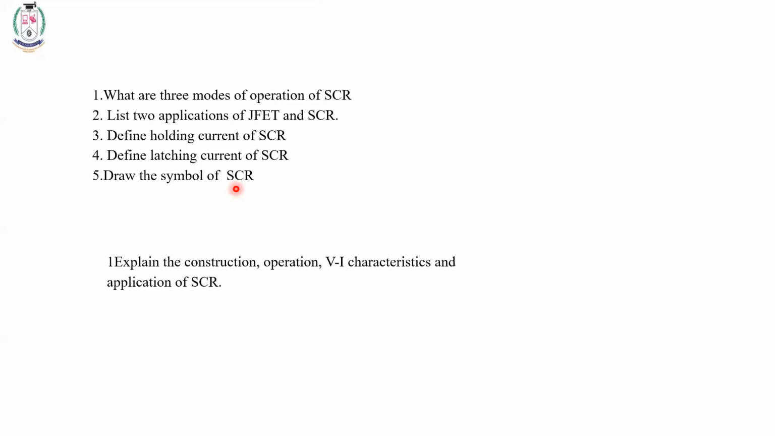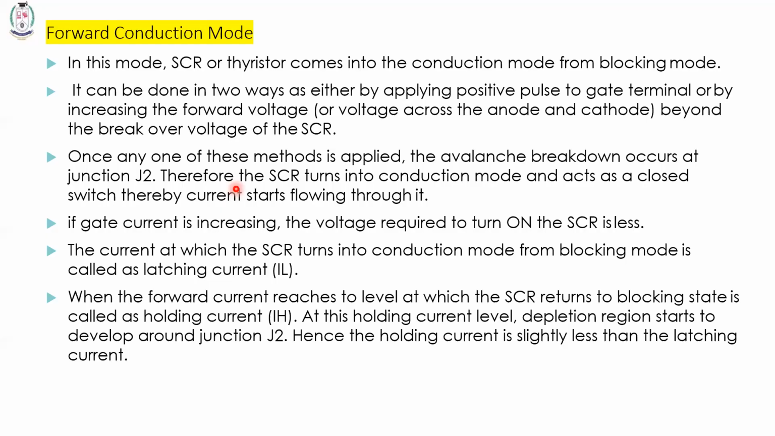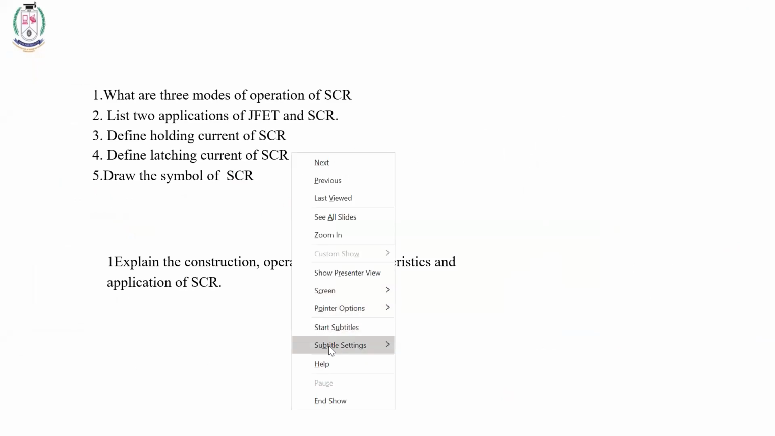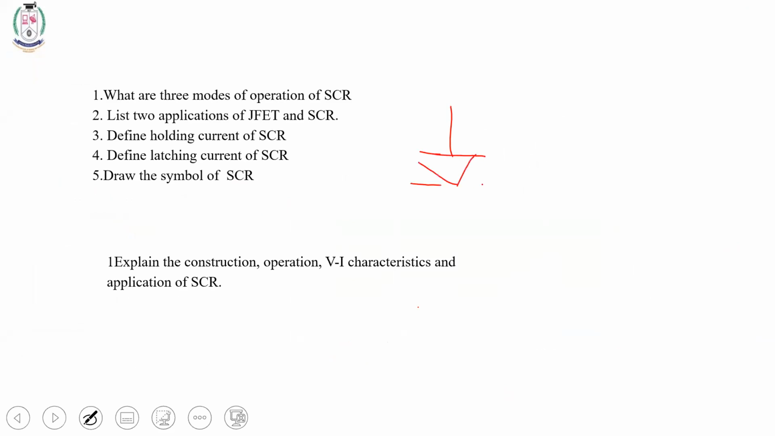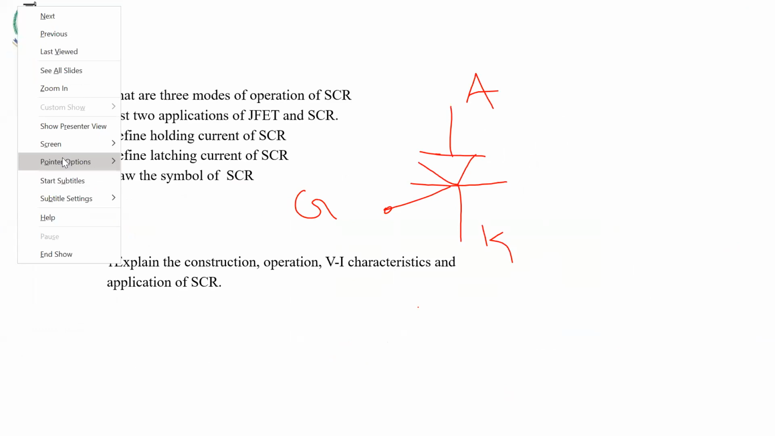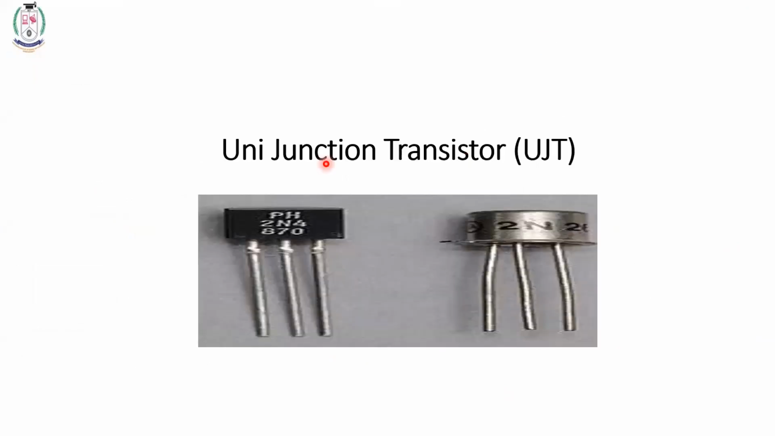Draw the symbol of SCR. Did you remember the symbol? Okay, I will draw it here itself. While I'm drawing the symbol: anode, cathode, gate. That's it. Now you see, explain the construction, operation, and VI characteristics of SCR. Actually, this will be your part B question. Is it clear? Okay, students. Next we will see another device, the uni-junction transistor.